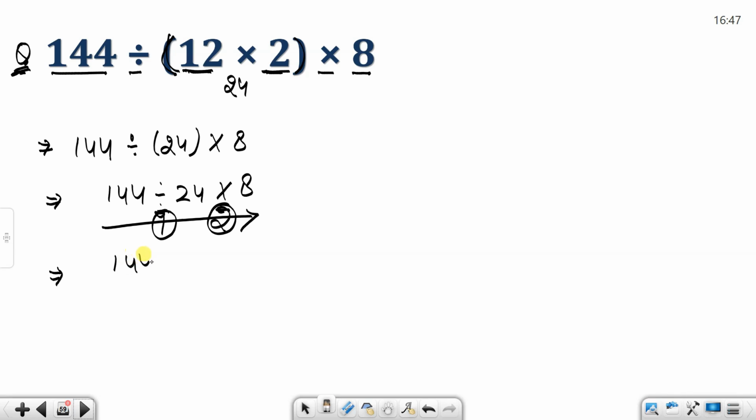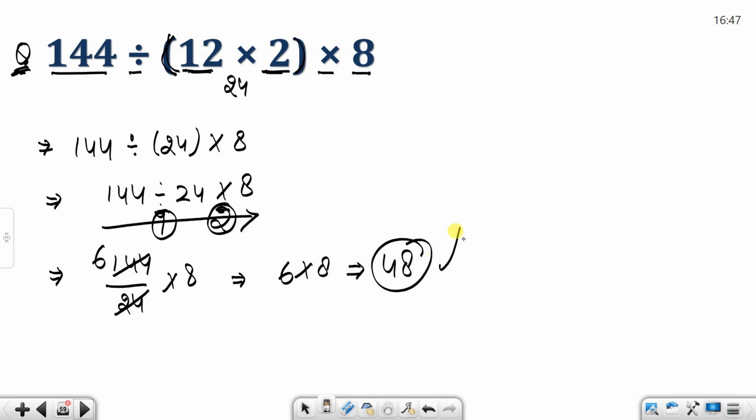Now let's solve further. 144 divided by 24 times 8. Now, it will go 6 times. Now, 6 times 8 equals 48. This is the right answer.